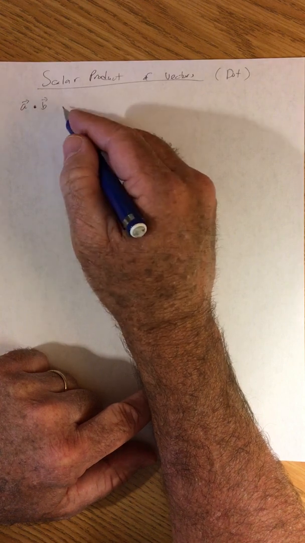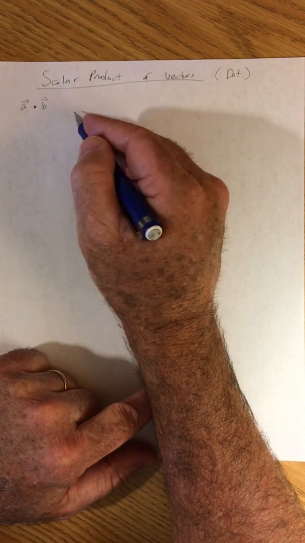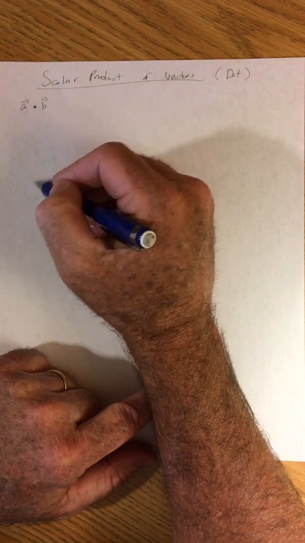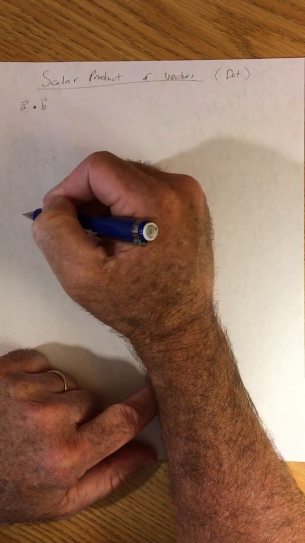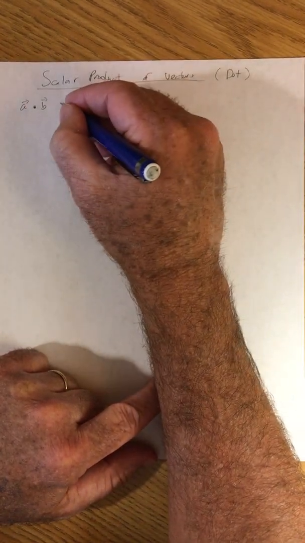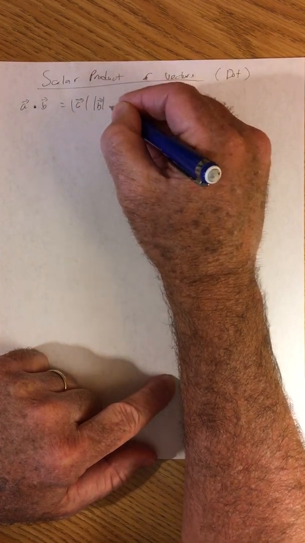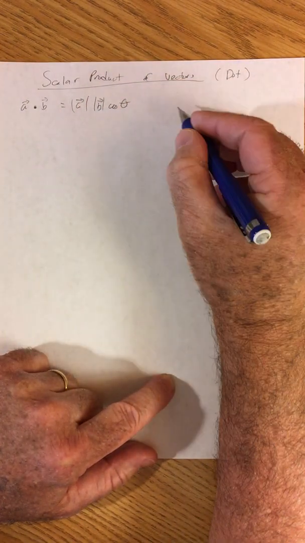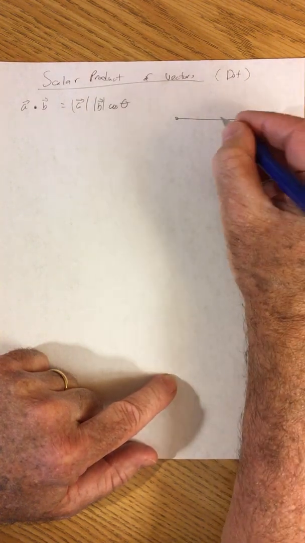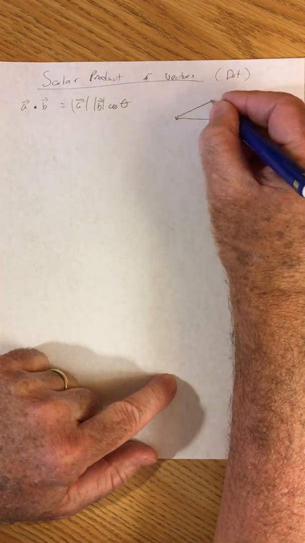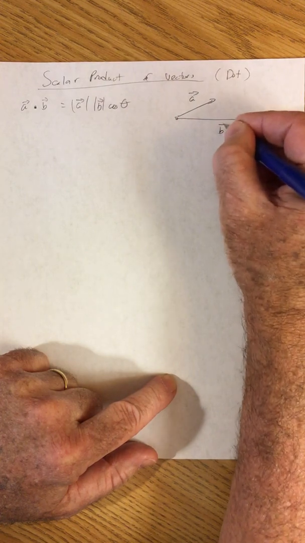When you multiply the two vectors together, you don't get a vector out of it with this scalar product. You get a scalar, which just has a direction. And the definition is magnitude A, magnitude B, times the cosine of the angle between them, if they are drawn tail to tail.